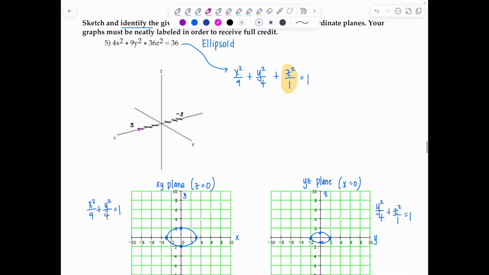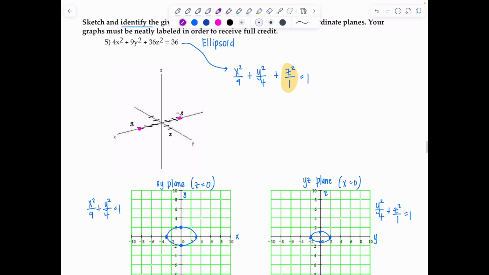And then for y, where are they? Plus or minus 2, negative 2. And then for z, they're not very big, 1. But I'll just spread it out so we don't have just the most squished graph on the planet.